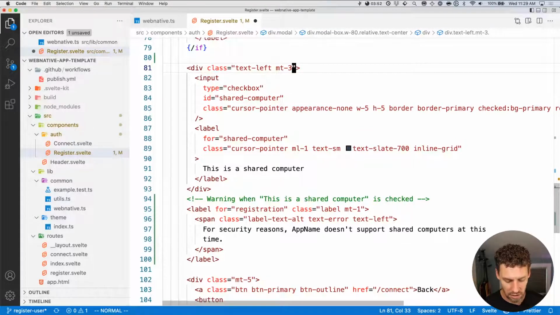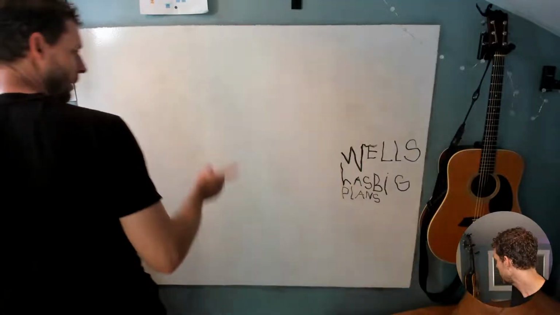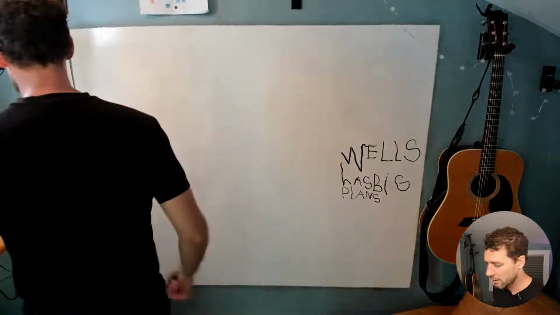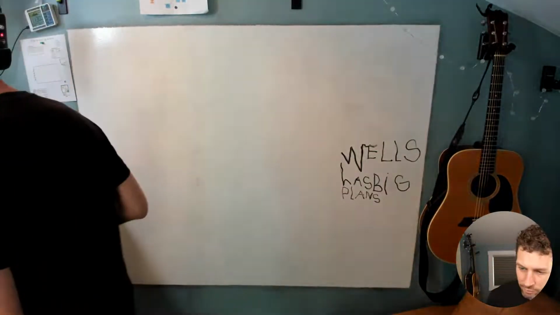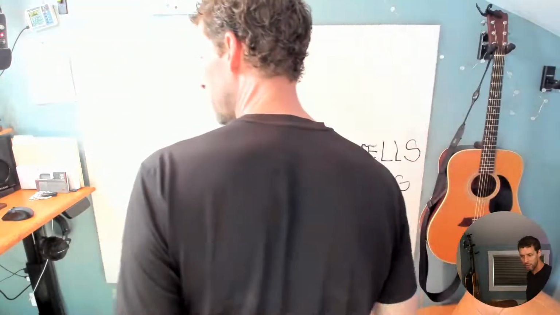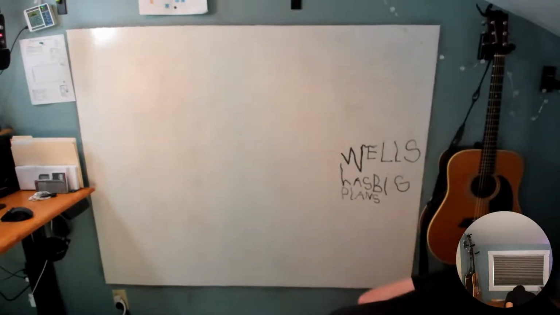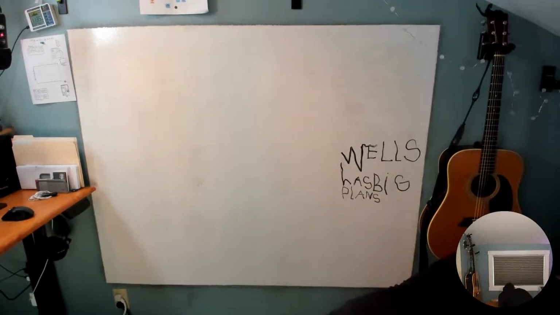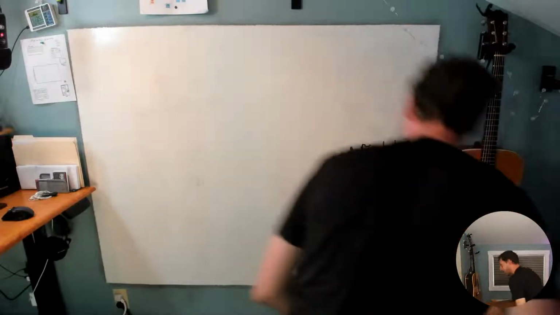So let's think about it. By the way, that's my son Wells, letting us all know that he has big plans. He's 4 years old, and he comes and writes that on my whiteboard regularly. Where's my markers? Markers. Down here. And also sometimes he runs off with the markers.